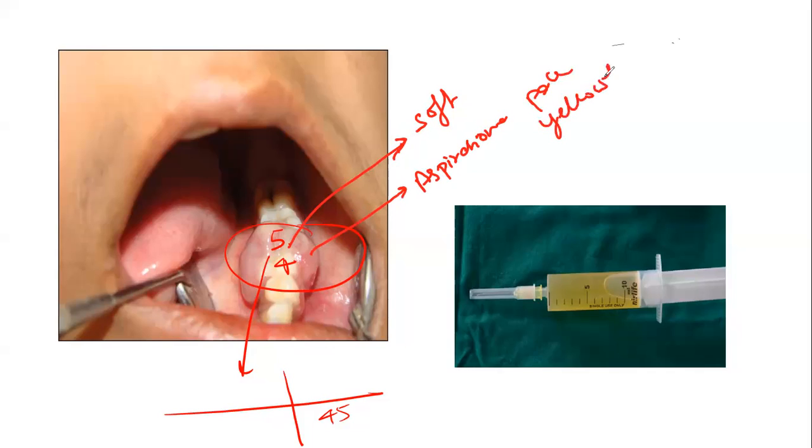Pale yellow fluid. Now the question is, how do we diagnose whether this is a cyst or a tumor or any other pathology of the oral cavity? And this is what we'll be studying in the further videos.